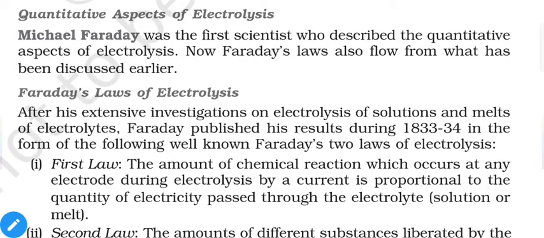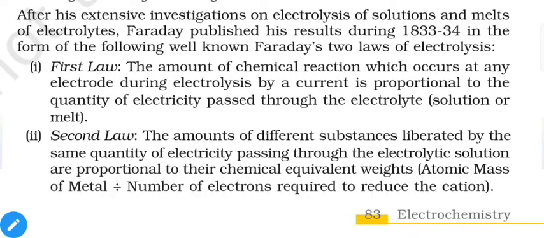So Faraday's laws of electrolysis state, after his extensive investigation on electrolysis of solutions and melts of electrolytes, Faraday published his results during 1833 to 34, and from these the well-known Faraday's two laws of electrolysis are derived. So the first law is: the amount of electrochemical reaction which occurs at any electrode during electrolysis by the current is proportional to the quantity of electricity passed through the electrodes. So the amount of metal is proportional to the quantity of electricity passed.